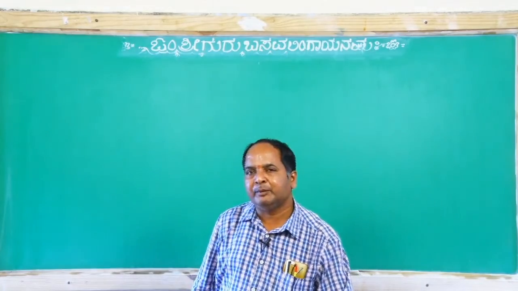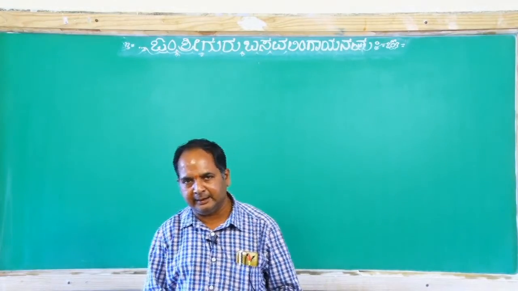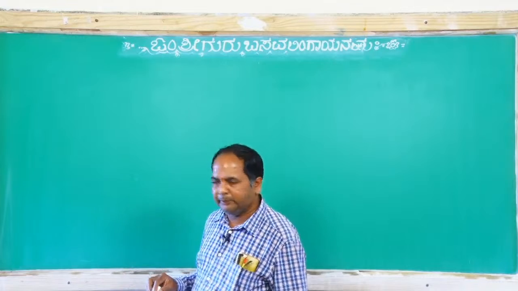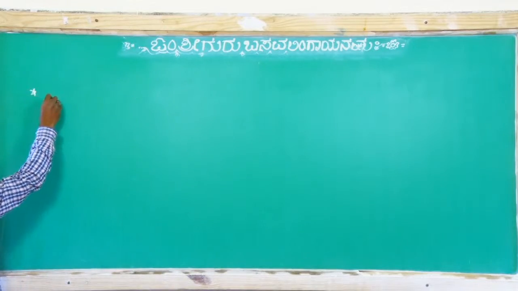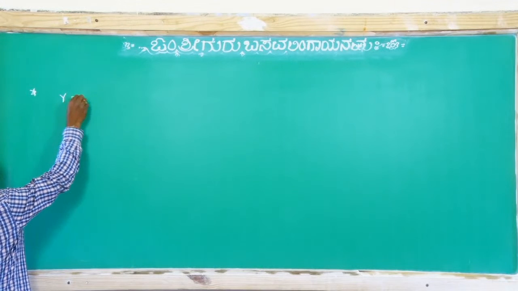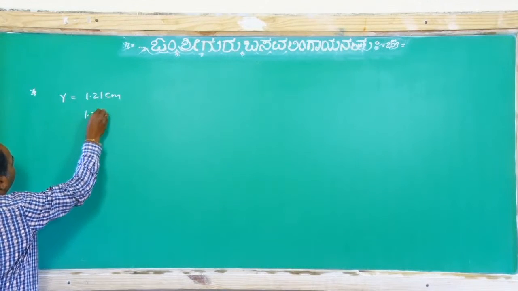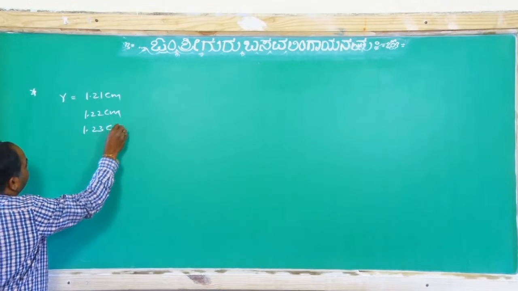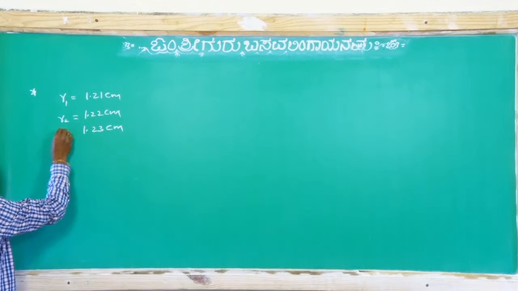Yesterday, we saw about the errors in statistics. In that, one problem was also given to you. What was that? The radius of a circular ring R is given as 1.21 centimeter, 1.22 centimeter, 1.23 centimeter. Okay, this is R1, this is R2, this is R3.